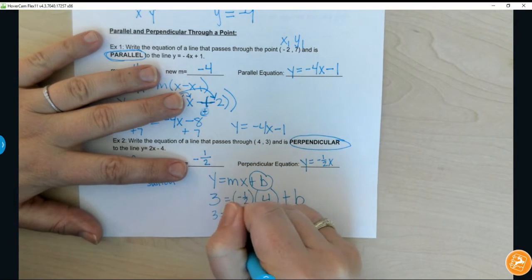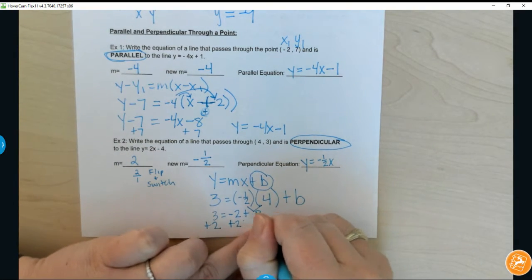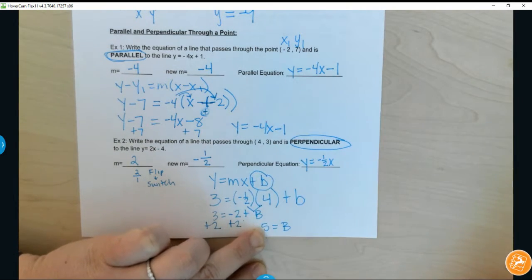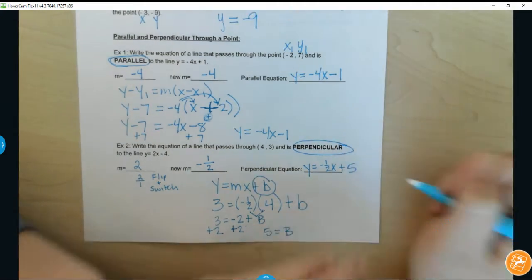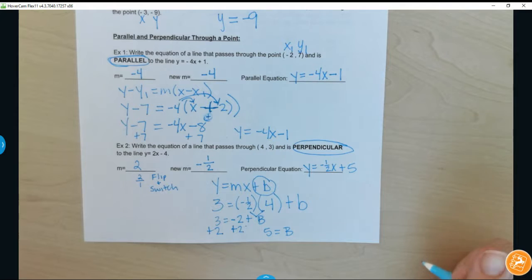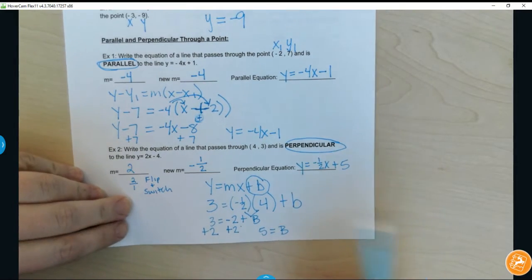I will add 2 to both sides, and that's going to give me 5 equals b. So if 5 is my y-intercept, I'll put it right up here. It's a positive, so I'll put plus 5. So the biggest thing on these types of problems is you have to pay attention to the parallel, you have to pay attention to the rules for perpendicular, and then of course substituting into the correct spots.